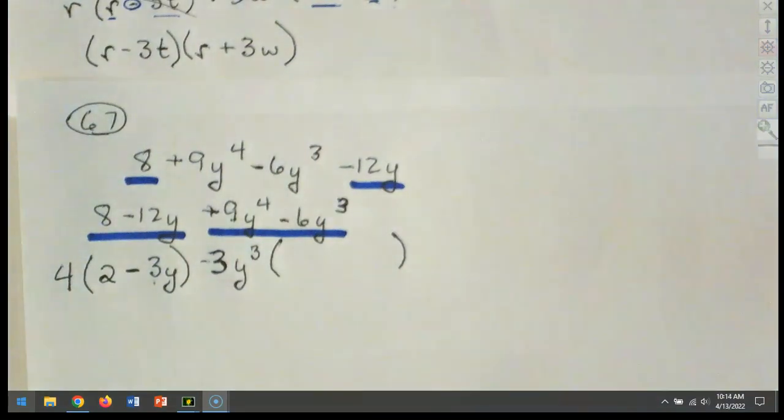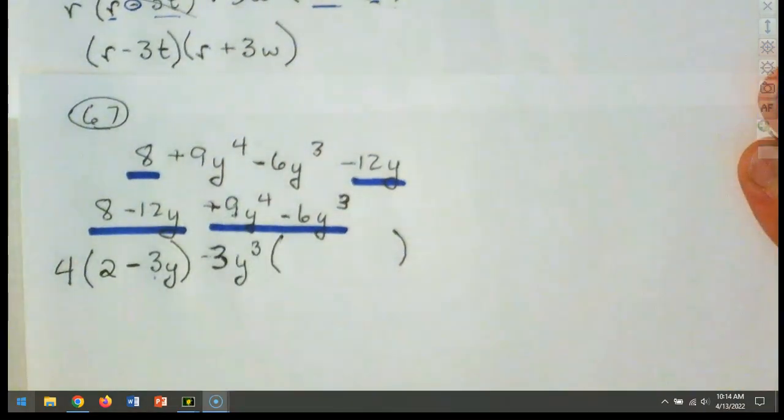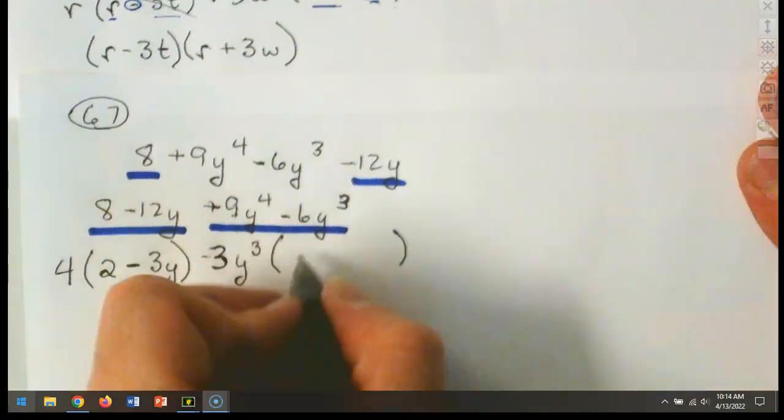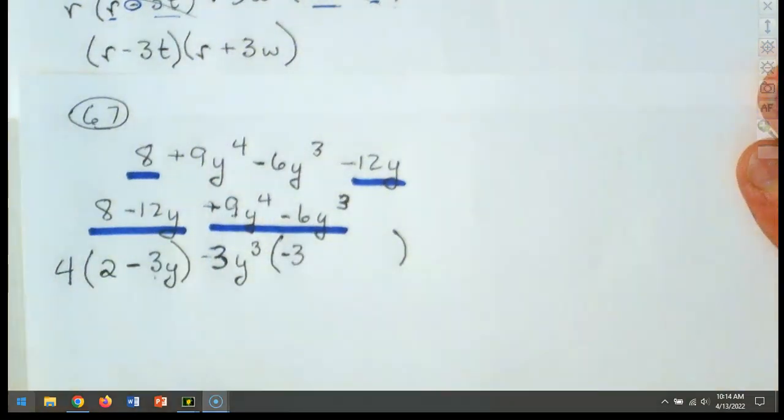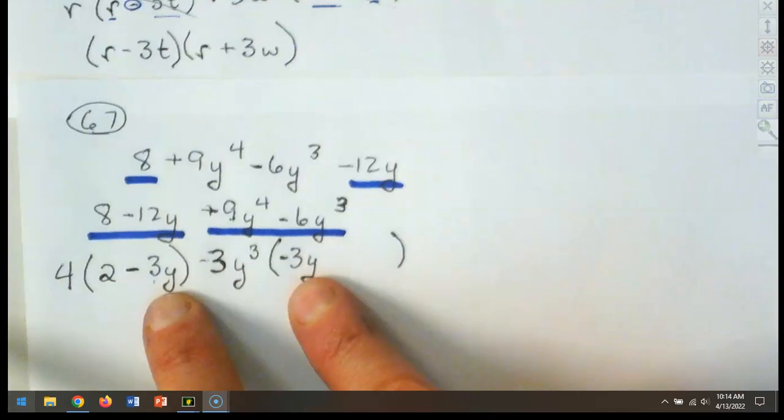So when I factor out that minus 3, 9 divided by a minus 3 leaves you with a minus 3. We've got a y to the fourth. 3 of them are coming out, so that leaves you with a minus 3y. Now, look here. Those are the same, aren't they? They have to be identical. If they're not the same, you made a mistake. The signs have to be correct, which they are. Variables and everything have to be right.